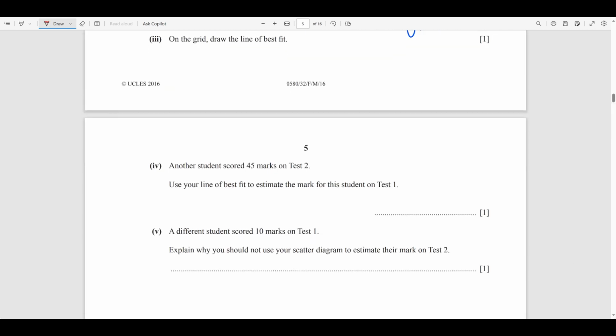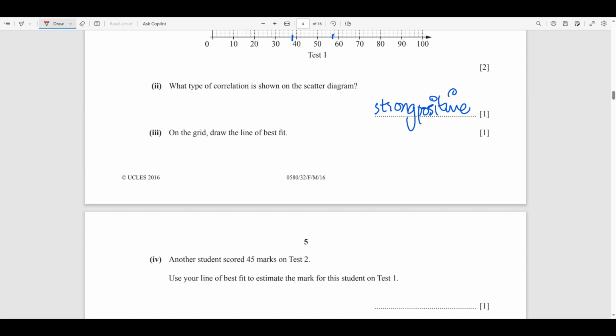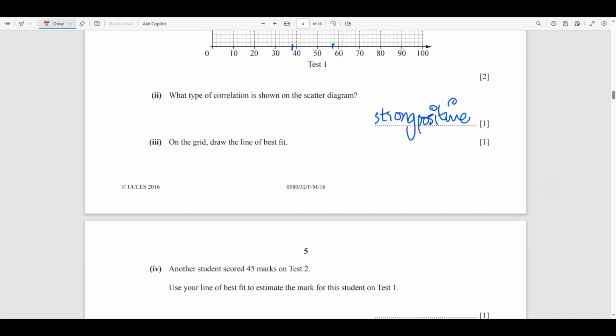So part 4, another student scored a 45 on test 2. Use your best fit line to estimate. All the answers will be estimated, because it doesn't guarantee that if you got 45 marks on test 2, you will get comparatively the same mark you got on the graph. It doesn't guarantee the same mark on test 1. It will be all estimated. You will just get an idea.